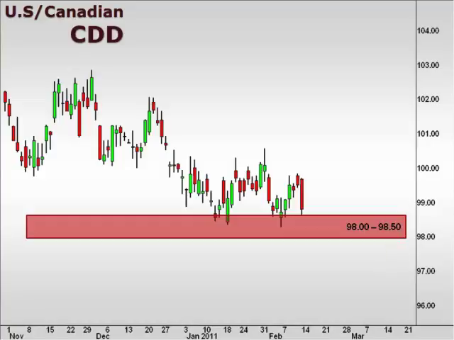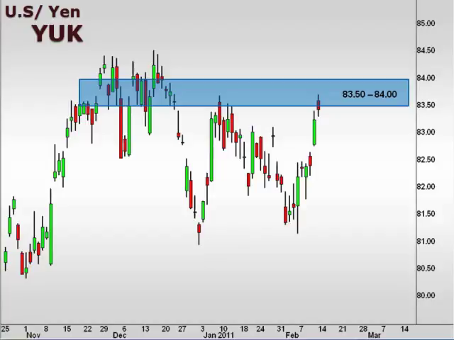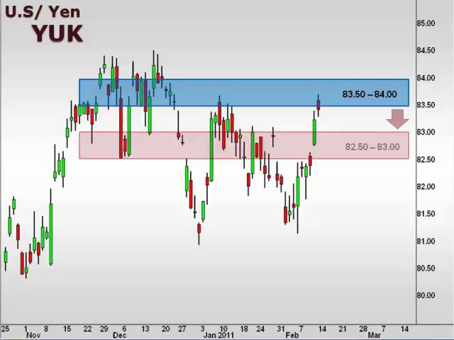Let's take a look at the YUK, the U.S. versus the Japanese yen. Well, the YUK broke out of that downward channel that we were looking at last week and now tests resistance at this 83.5-84 focal zone. We are likely to see a retracement that could pull back to test this 82.5-83 level for support.